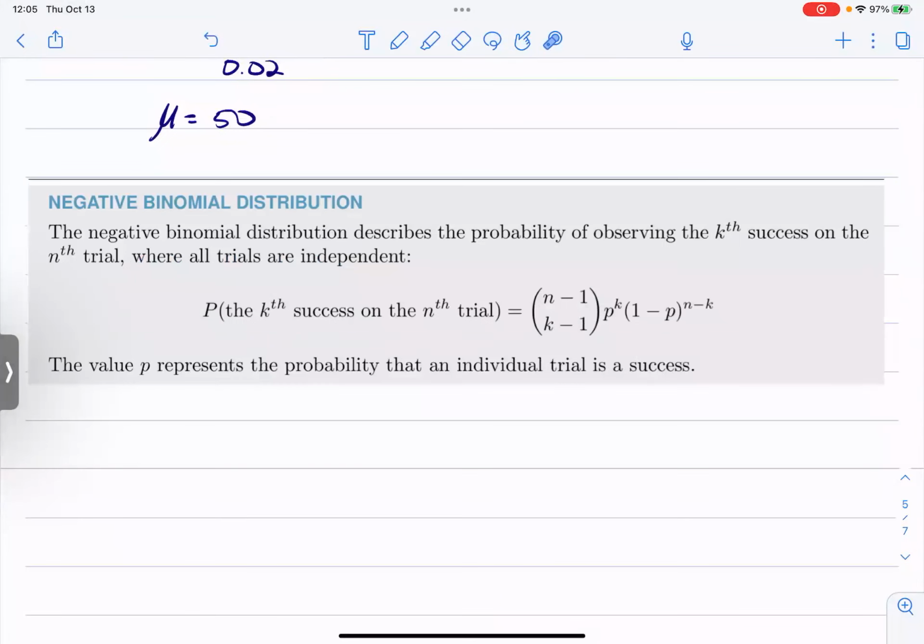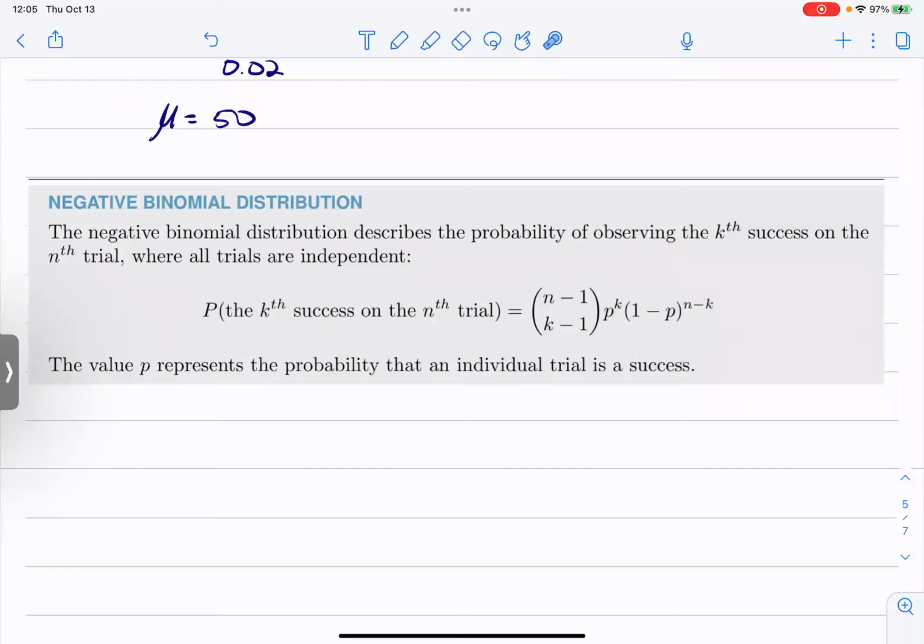The negative binomial is a more general version of the geometric. It describes the probability of observing the kth success, so not just the first success, but the kth success on the nth trial. The added condition is that the last trial must be a success, right? We have to end it after this kth success.